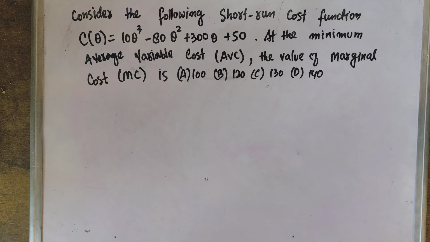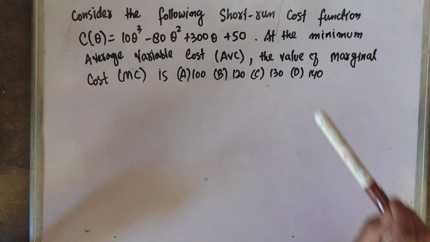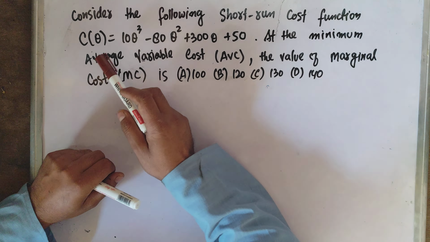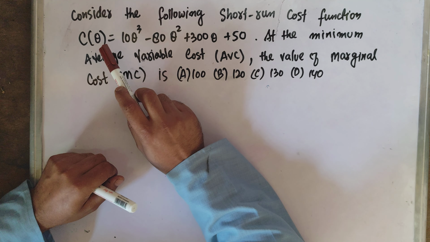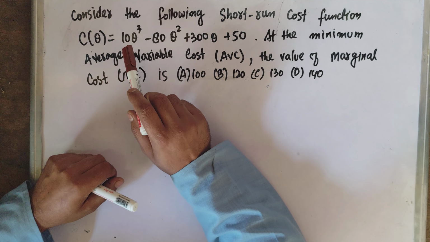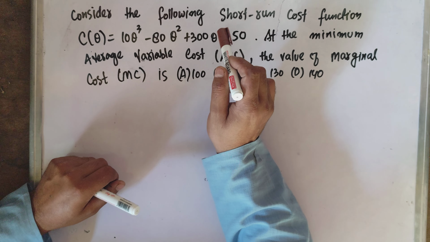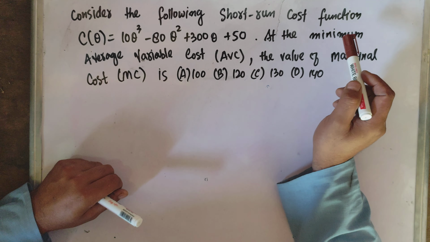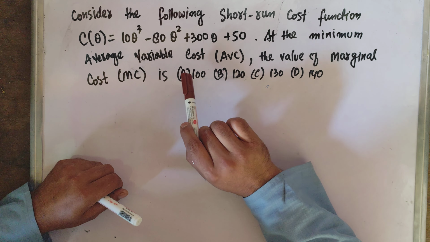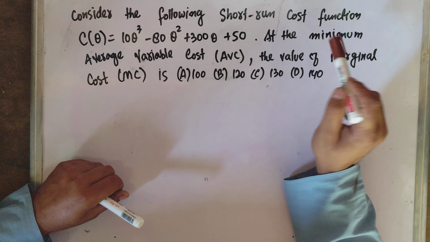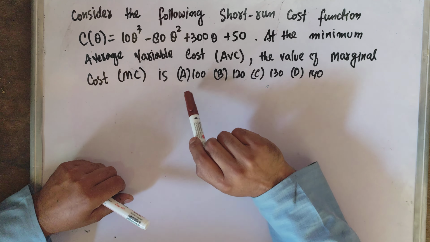Let us solve a question on how to find out the value of marginal cost at the minimum of average variable cost. The question is: consider the following short run cost function, C(Q) = 10q^3 - 80q^2 + 300q + 50. At the minimum average variable cost, the value of marginal cost is, options are being given, we need to find out the correct option.